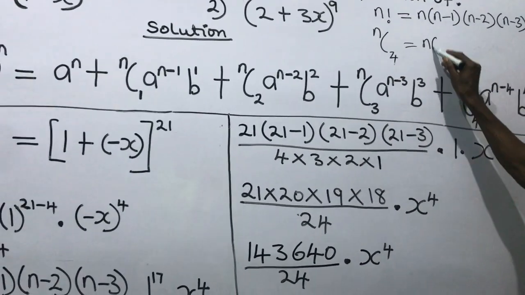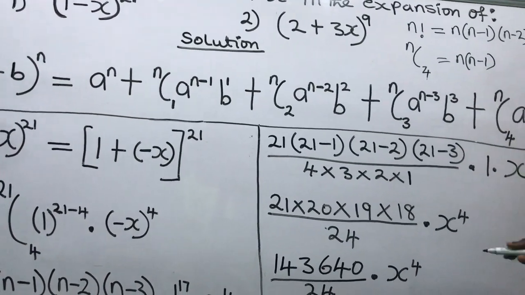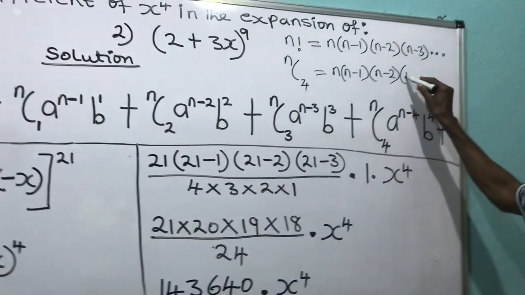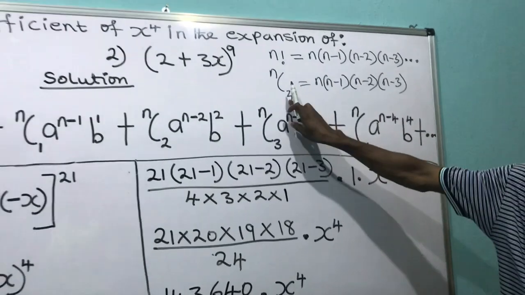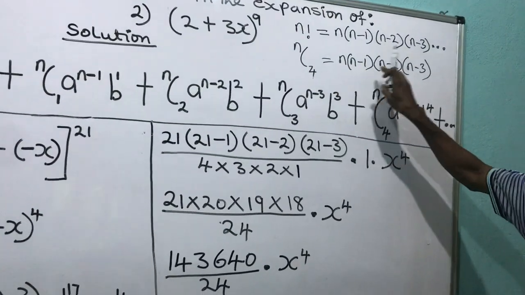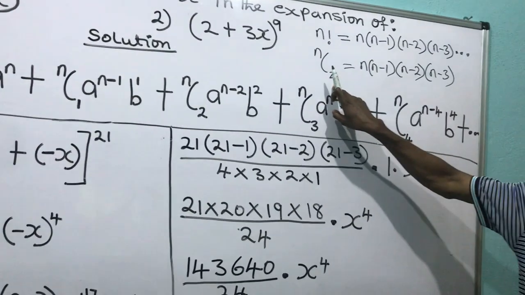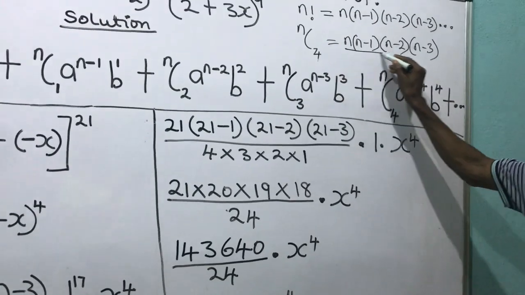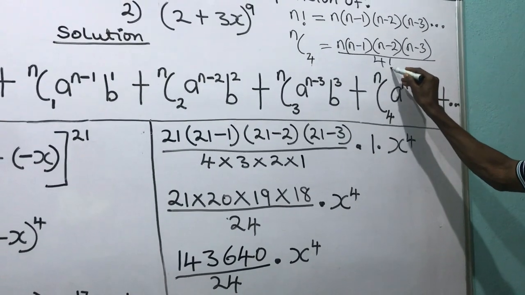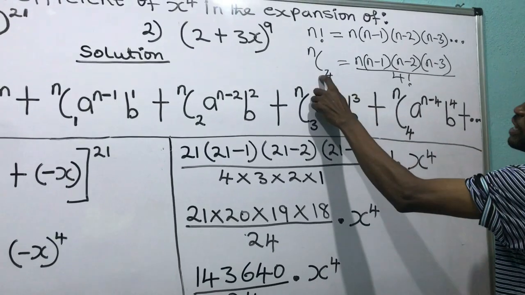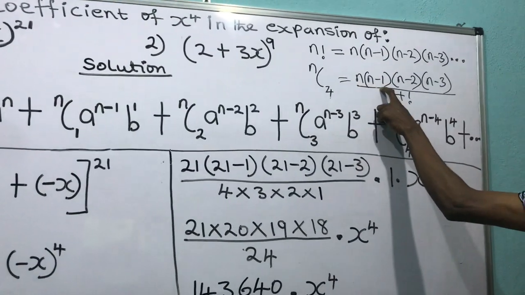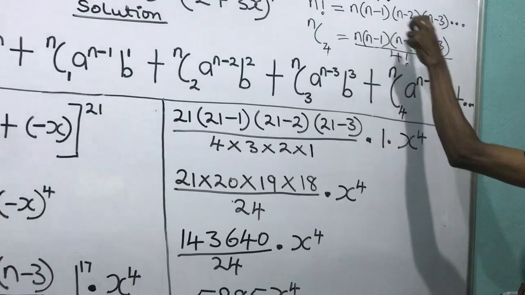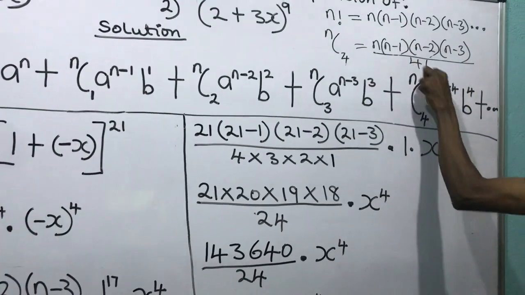N is the first, the second becomes n minus 1, the third becomes n minus 2, and the fourth becomes n minus 3. That means this number has told me where to stop: 1, 2, 3, 4. I should decrease by 4 times, and it will be over 4 factorial. So n combination 4 means n into n minus 1, n minus 2, n minus 3, check it: 1, 2, 3, 4, over 4 factorial.